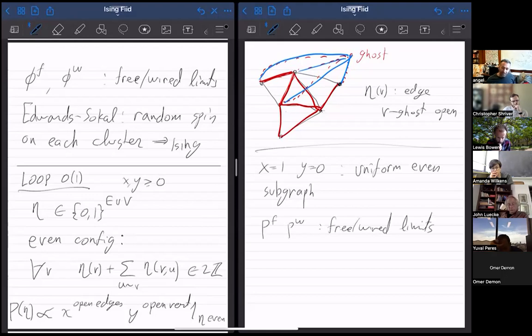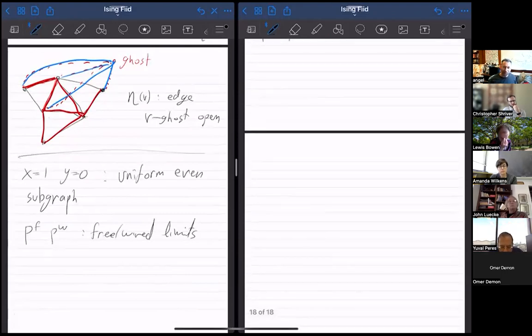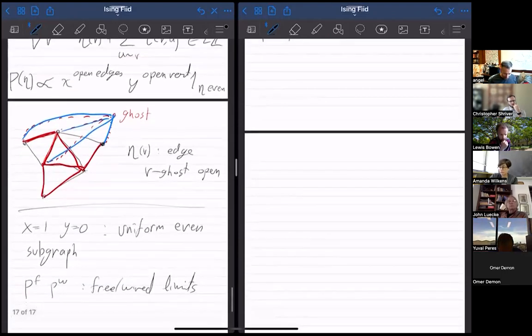These things still exist, but it's no longer easy to see that they exist. There's no clear monotonicity that can be used, and actually the existence is proved through the connection with the Ising model. Okay, time is running short, so let me just give the main result that we prove about this.